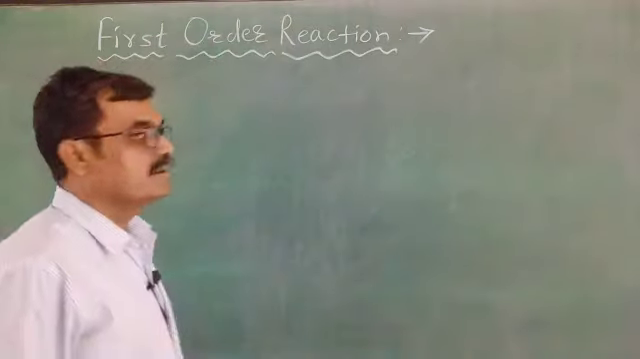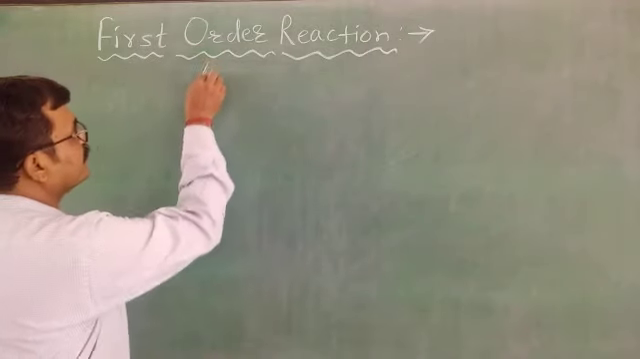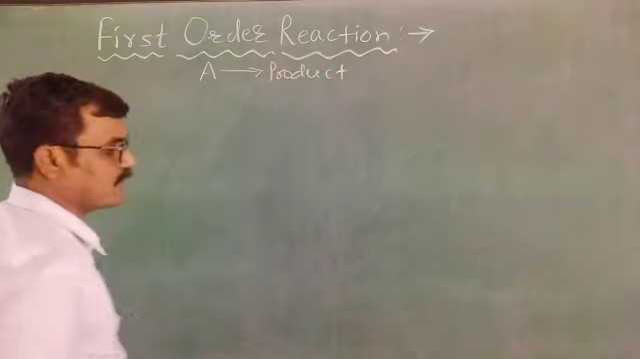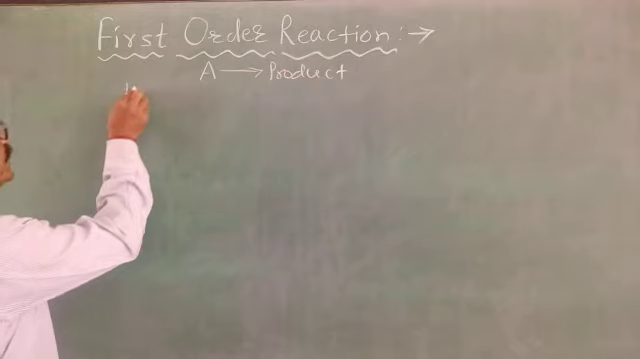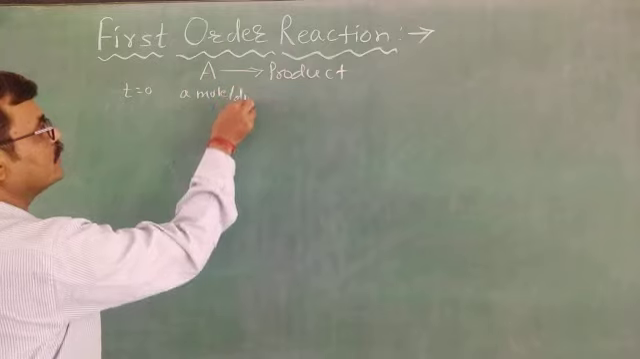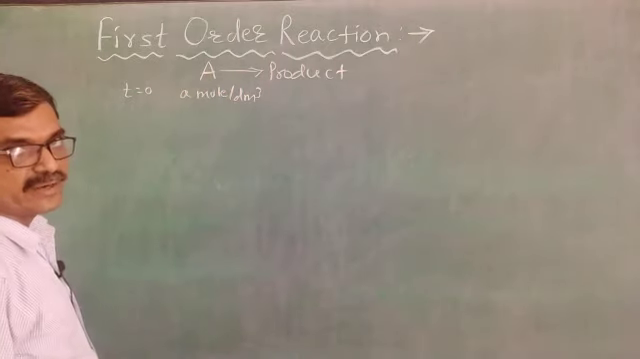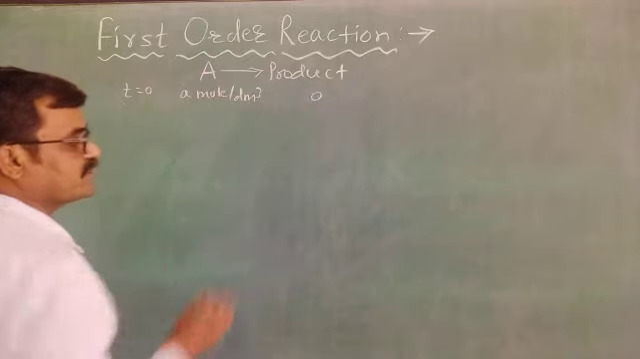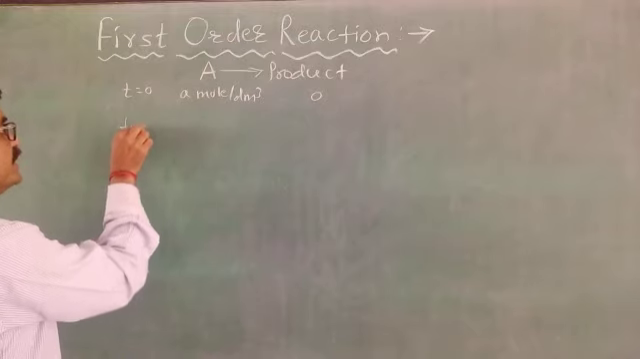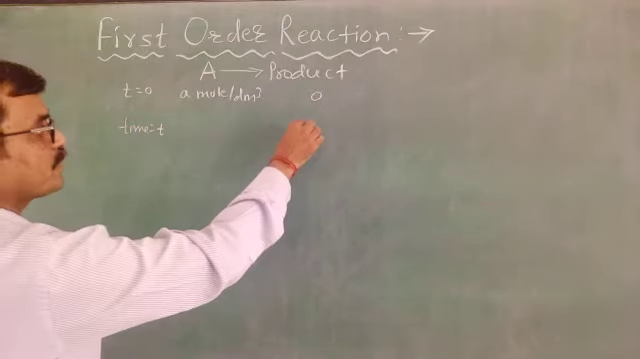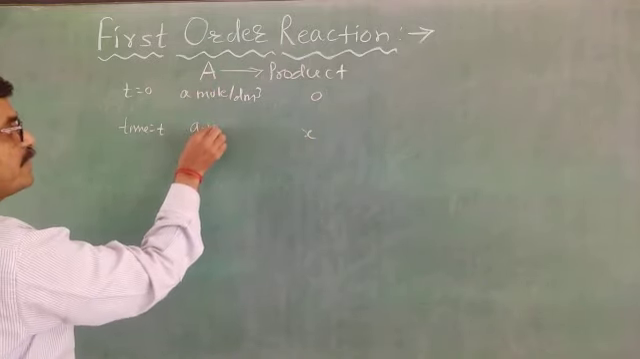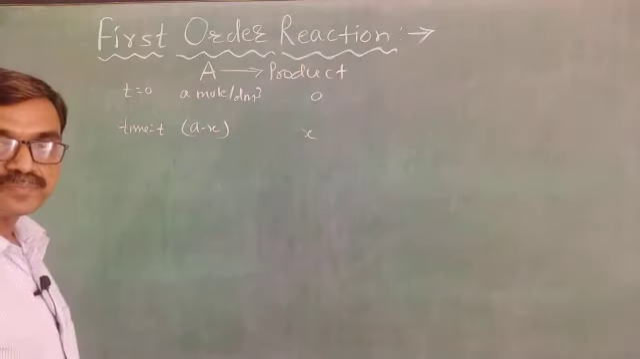Now see the rate equation. Consider A gives product. Let us consider this reaction is first order. Let me assume initially, before reaction, when time is 0, a moles per dm cube is the initial concentration of the reactant. At that time the concentration of product is 0. As the reaction starts, after time t, the concentration of product will be x. At that time the concentration of the reactant A will be a minus x moles per dm cube.